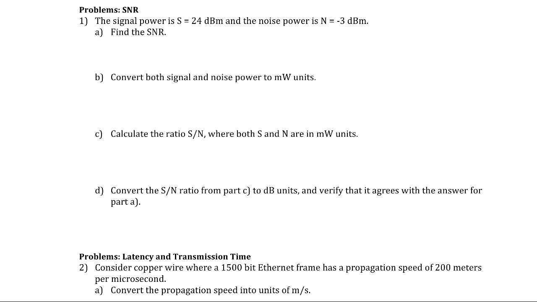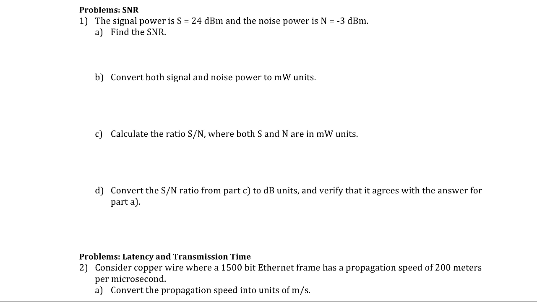We're asked to convert both of those powers into milliwatt units. And then we're asked to calculate the signal-to-noise ratio as a ratio where we're taking signal and noise in milliwatt units. Finally, we're asked to take this ratio from part C and convert it into dB units and verify that it agrees with the ratio we get up here in part A. So this is a typical problem verifying that no matter how you do the units, it all works out.